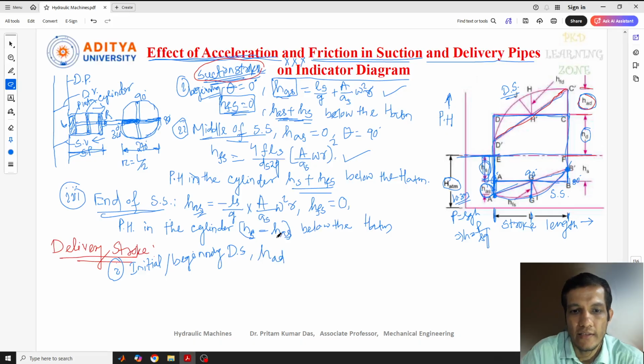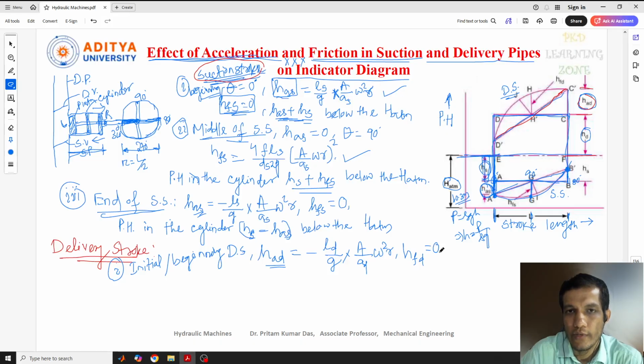Here HAS, here HAD. So this will be the same value, only we won't get a minus here. This is LD by g into a by a_d, into omega square R. This is not plus, this is into, actually. This is about the pressure head due to the acceleration at the delivery pipe. But what about the friction here? The friction at the starting point will be 0, because there is no flow. No flow means there is no loss of energy, or no loss of head. That's why here it is 0.